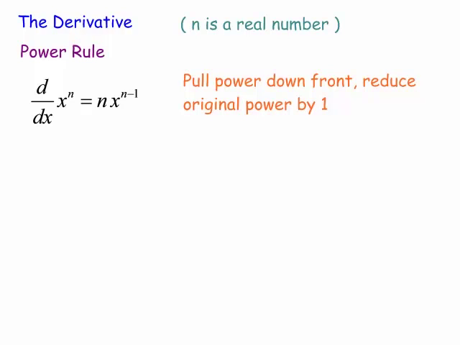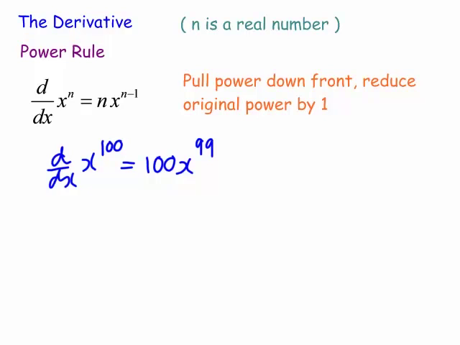The first one we're going to look at is called the power rule, which just says if I have the variable x to a real number n, and I want to differentiate it, all I need to do is grab that number n, pull it down the front, and decrease the original power by 1. So let's do a few examples. If I want to go d dx of x to the 100, it's just 100 x to the 100 minus 1, which would be 99.